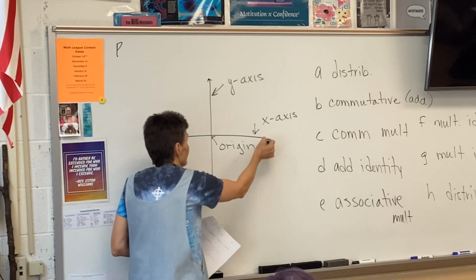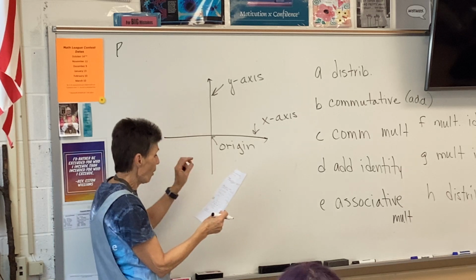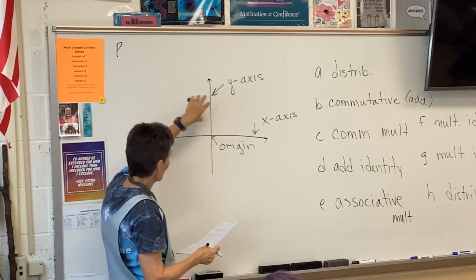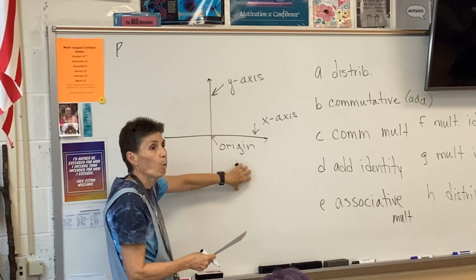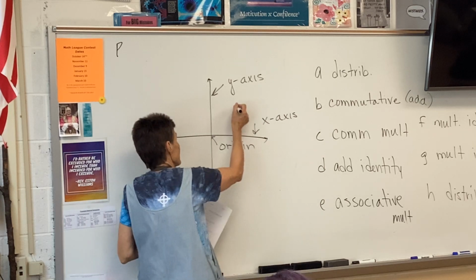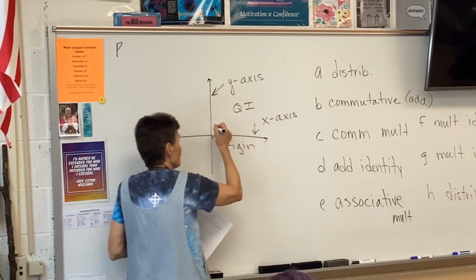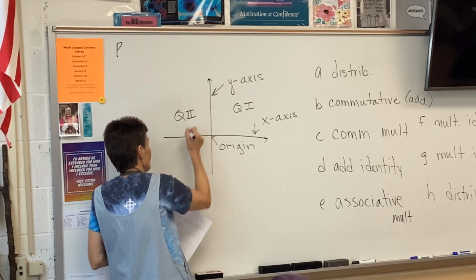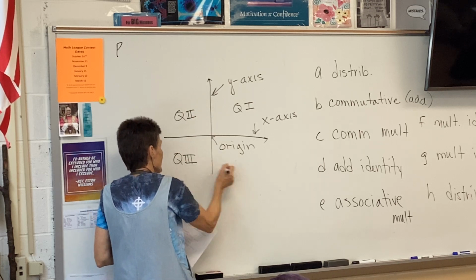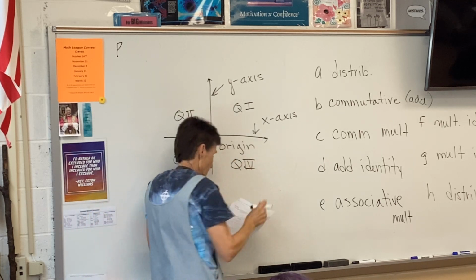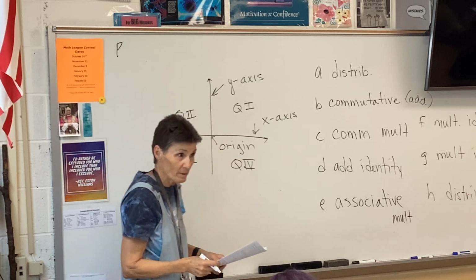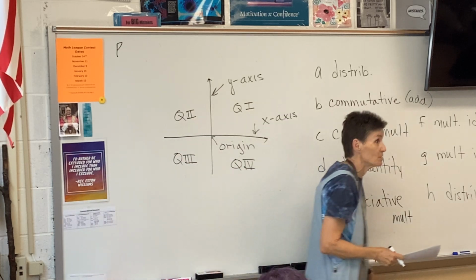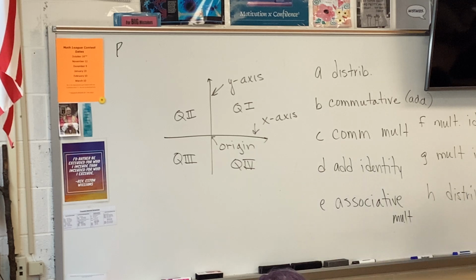Now, what do we call these 4 sections? Quadrants. So this is quadrant 1, this is quadrant 2, quadrant 3, and quadrant 4. We use Roman numerals. Mathematicians typically use Roman numerals for the quadrants, and they gotta be in that order. You don't get to pick. Quadrant 1 is quadrant 1, all around the world.